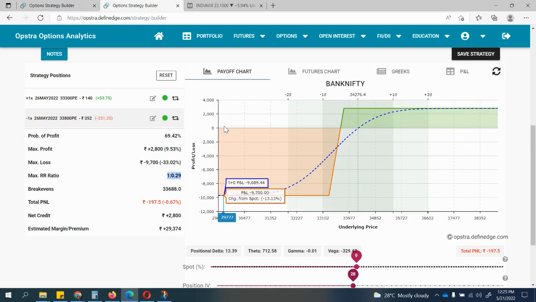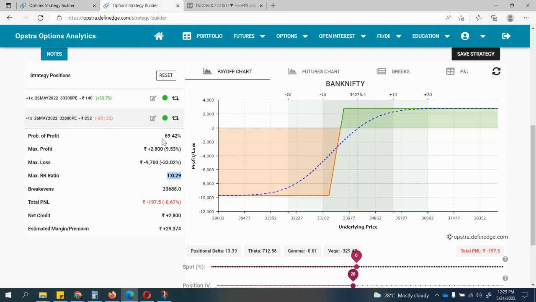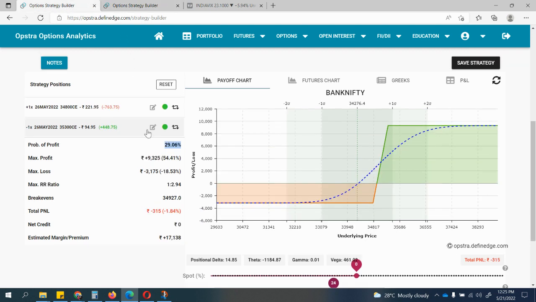But in the credit spread, my risk to reward is 1:0.29. So if I lose 3 rupees, I'll gain about 1. See the risk to reward: 1 is to 0.29, whereas my debit spread has 1 is to 3. This is a differentiator. But check the POP, it is only 29% here, but almost 70% there. So now you have to decide. More or less it takes the same capital.